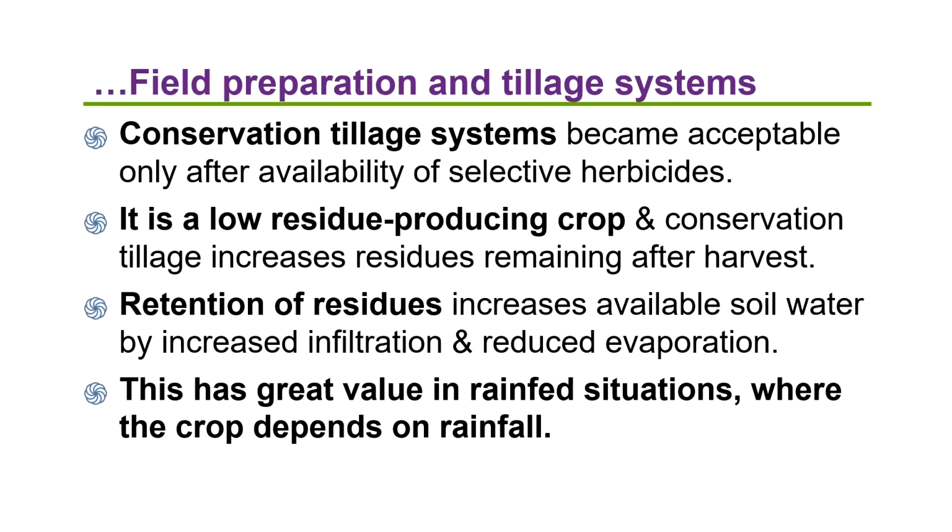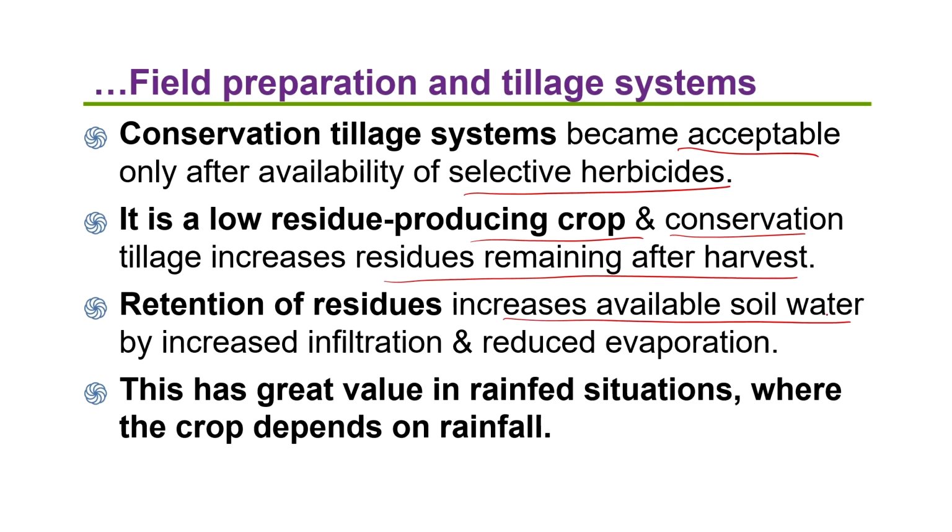Conservation tillage systems became acceptable only after availability of selective herbicides. Now, many selective herbicides are available and conservation tillage can be adopted. Cotton is a low residue producing crop, and conservation tillage increases residue remaining after the harvest. Retention of residues increases available soil water by increased infiltration and reduced evaporation. This has great value in rain-fed situations where the crop depends on rainfall.